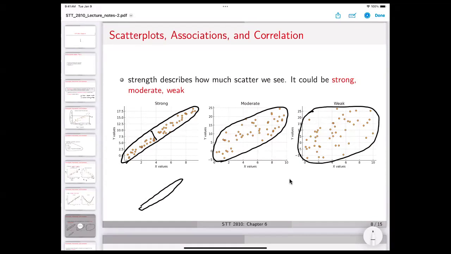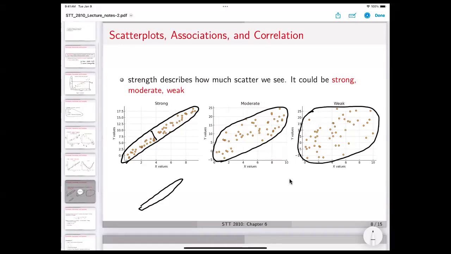So anytime you're asked to describe the strength, you should be able to do a good job. The other thing, we already know what outliers are. So now we are able to talk about the form, the strength, and the direction. In this graph we don't have outliers, but if you have outliers, an outlier could be here. Is that okay? They are far from the rest of the data points. So you should be able to identify that.